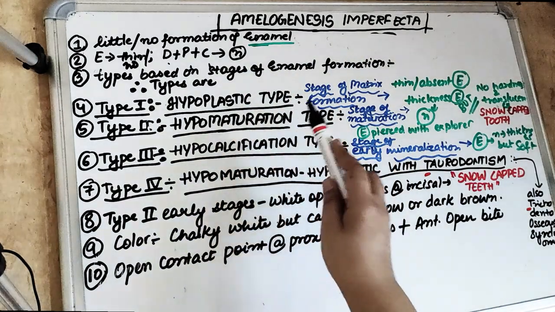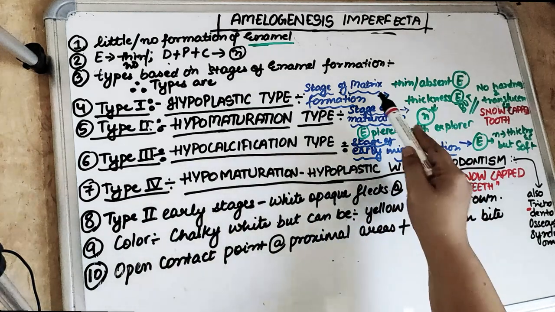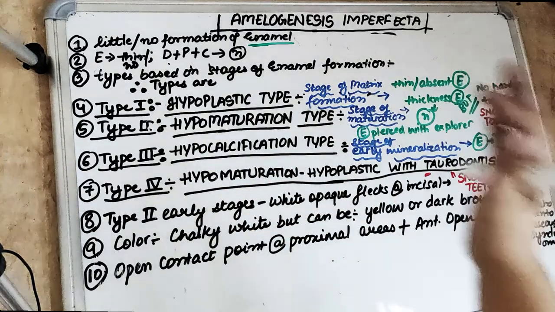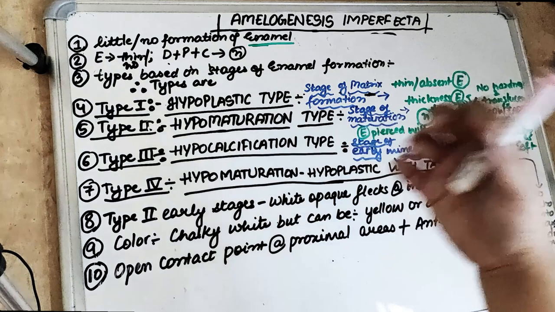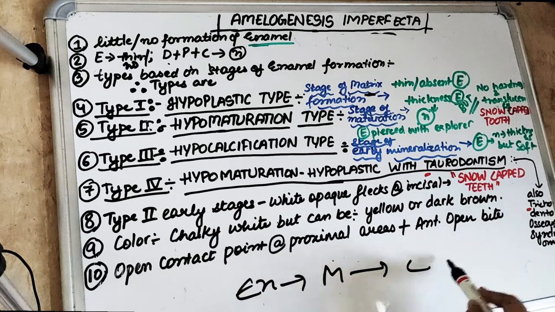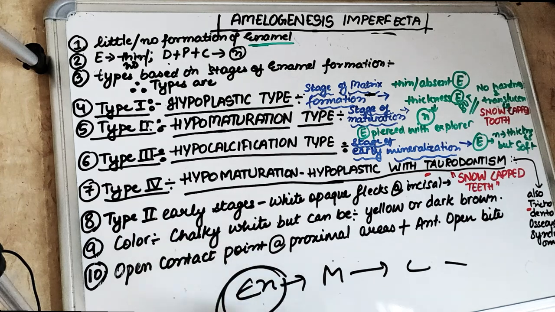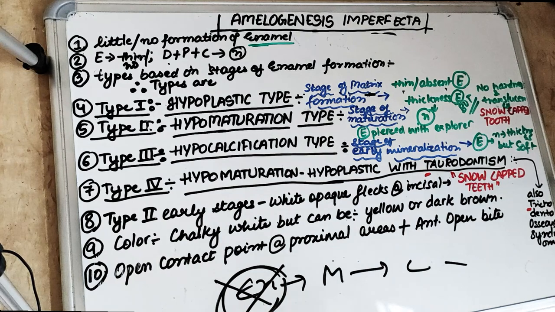In the hypoplastic type, the stage of matrix formation is affected. That means this type of disease affects the formation of the enamel. When there is no enamel formation, it is because the matrix of the enamel has not been laid down. If the enamel is not there, how will it mature? How will it calcify or mineralize? So that is the hypoplastic type, when there is thin or absent enamel.